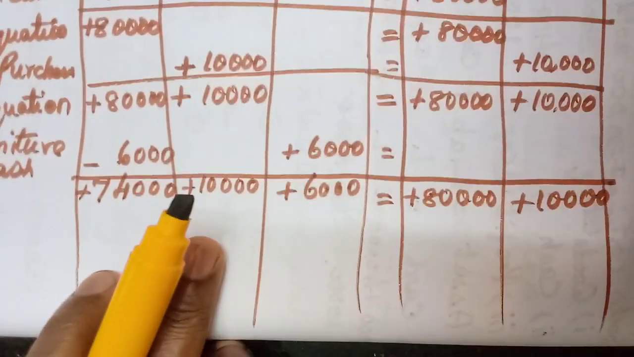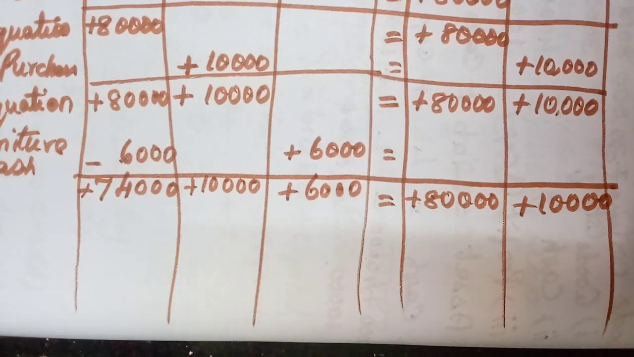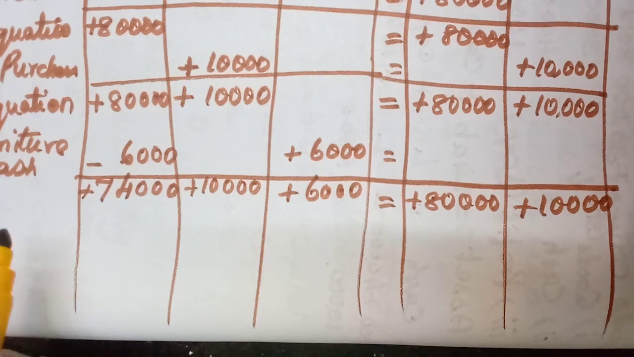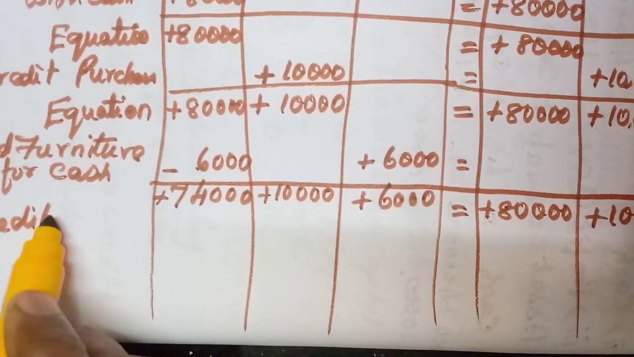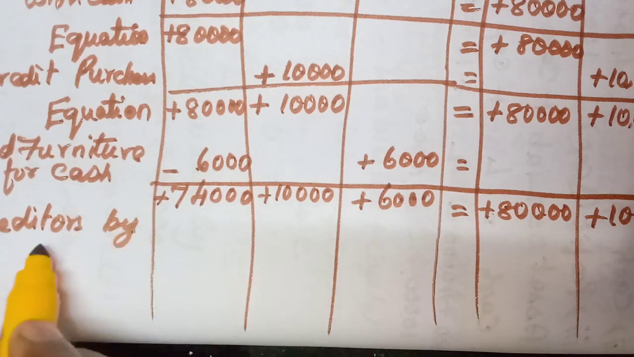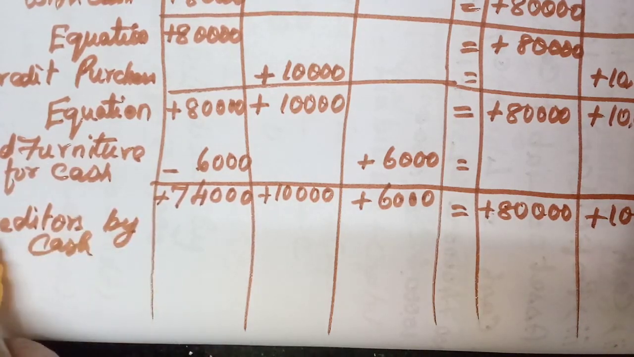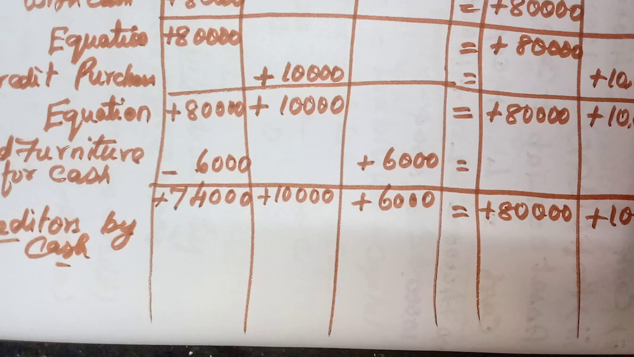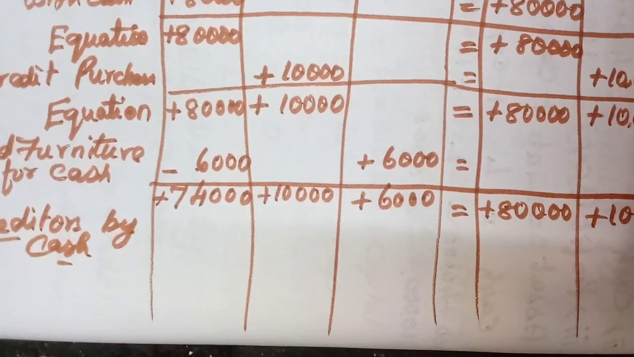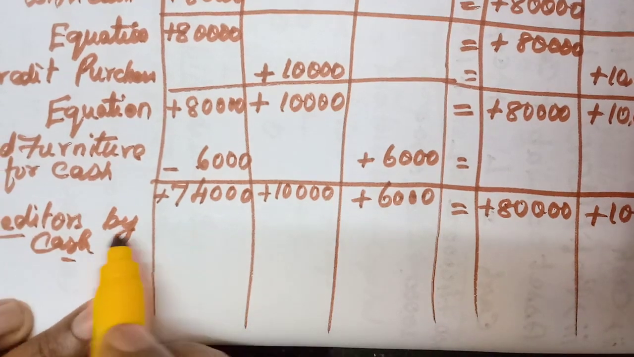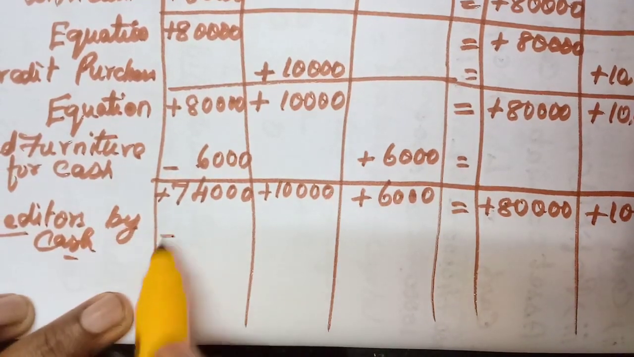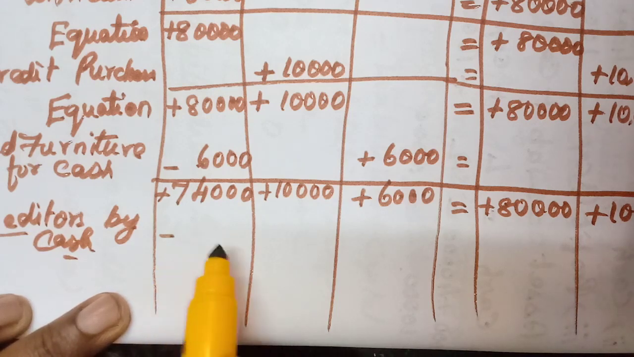Okay. Now next one, the fourth one. Paid creditors by cash. Here one is creditors, another one is cash. So creditors and cash are both available. Now you should see whether cash is increasing or decreasing. When we paid creditors by cash, the cash will be reducing, isn't it? How much is it? 8,000.